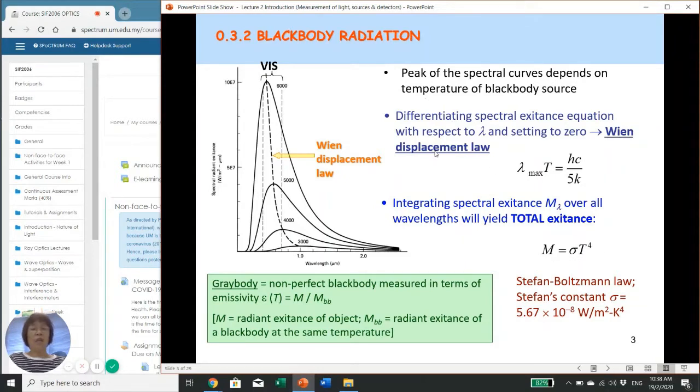Okay, now if this black body is not radiating perfectly, then we call it a gray body, and we can define a certain term which is called emissivity, which is given by the ratio of the radiant excitance of this object divided by the radiant excitance of a perfect black body that is at the same temperature as this particular object.